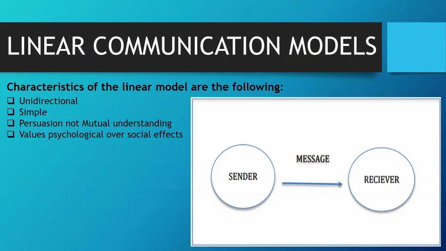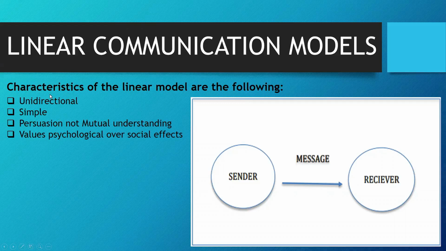When we say linear communication model, it is the first kind of model that experts have made to understand the process of communication. And there are four characteristics of the linear communication model. We have the unidirectional, the simple, persuasion, not mutual understanding, and lastly, of course, value psychological over social effects. But let us first have the unidirectional.